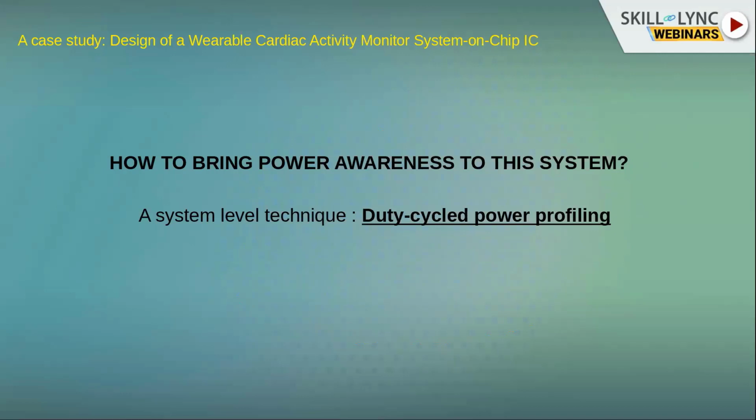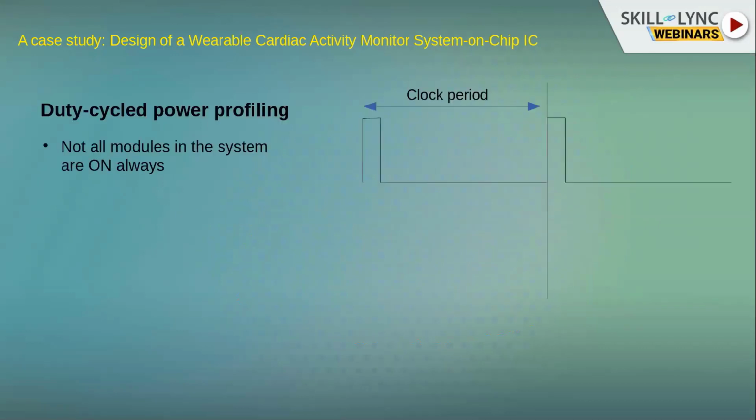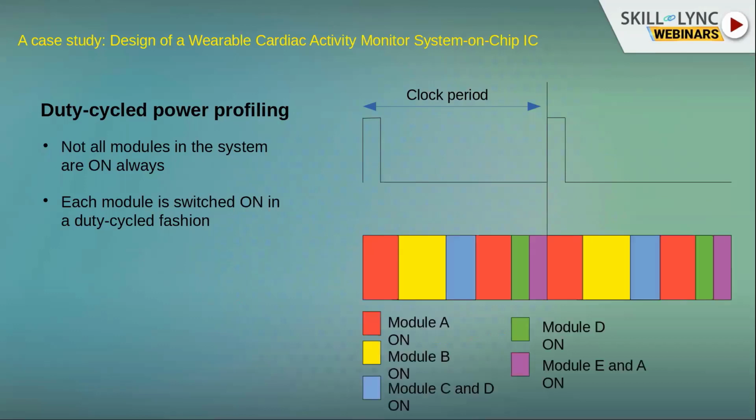One system level technique that we can go about is duty cycled power profile. What is duty cycle power profiling? All the modules in the system will not be on always. Whenever you want a module to be functioning, you switch on that module only at that particular time. Since it is not on for the entire clock period, that's why it is called duty cycle. It is on only for a smaller portion of the entire clock period.